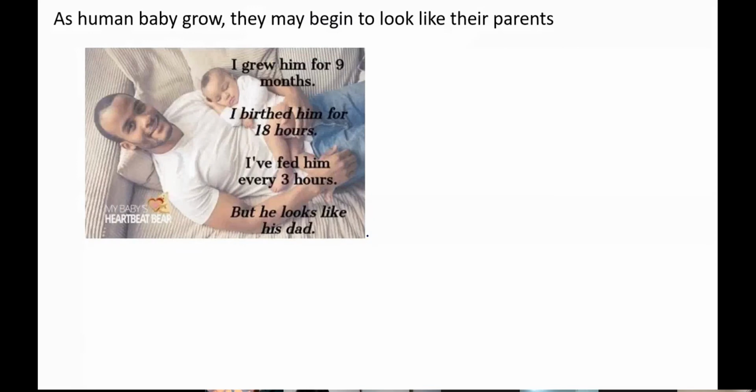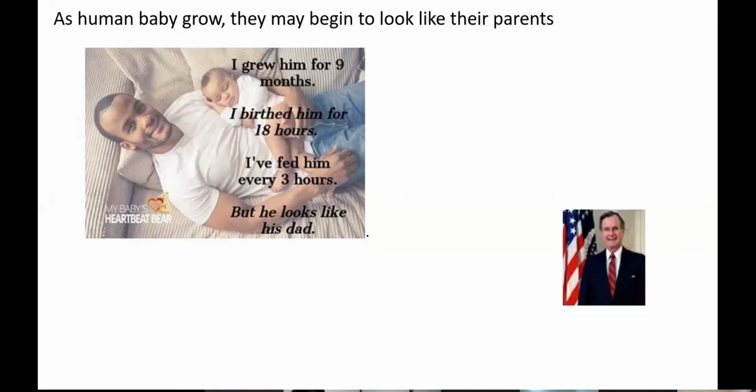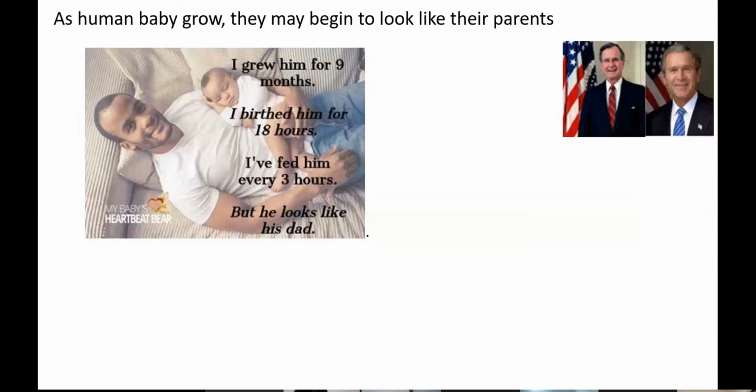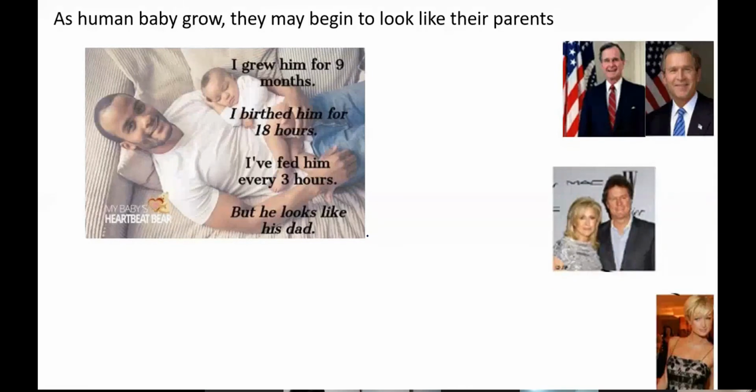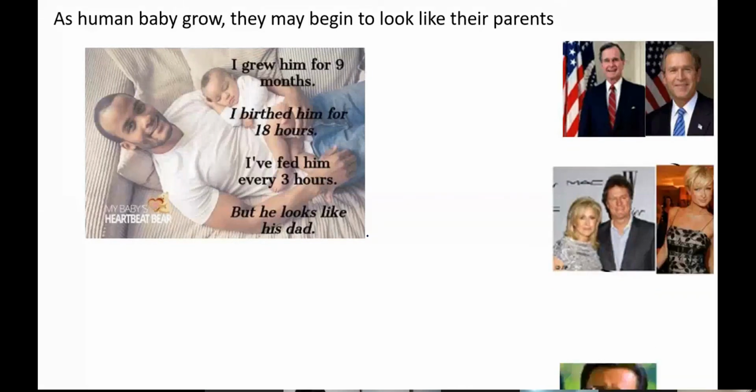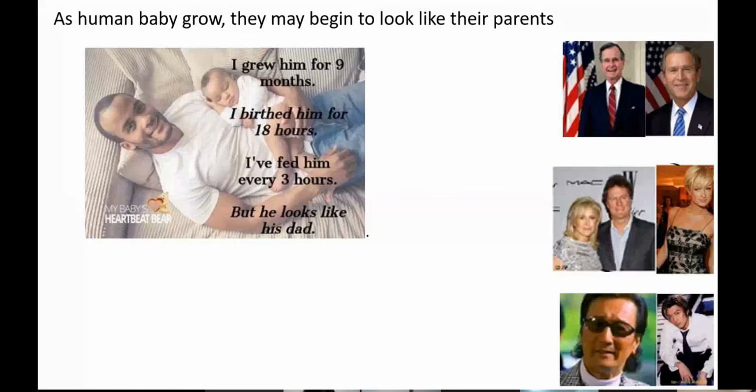As a human baby grows, they may begin to look like their parents. This picture shows this baby looks like his father. The picture shows the child looks like their parents. Now, why do people resemble their parents? Who knows? Do you know?